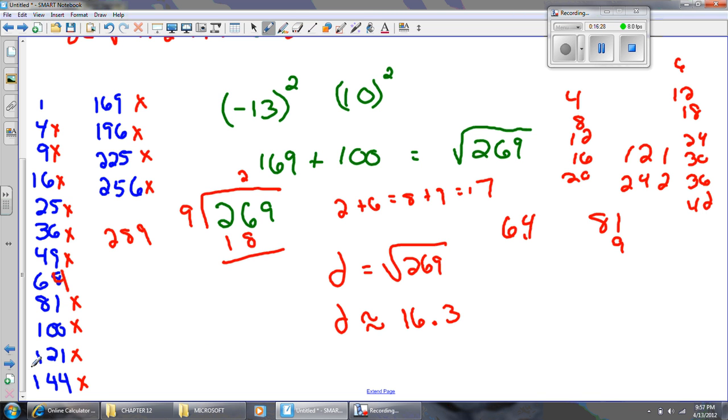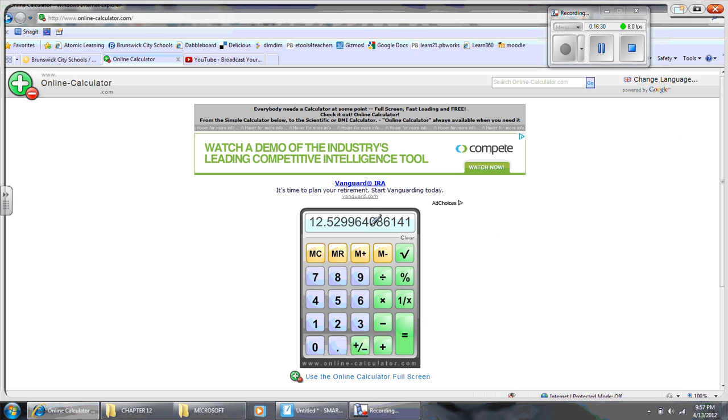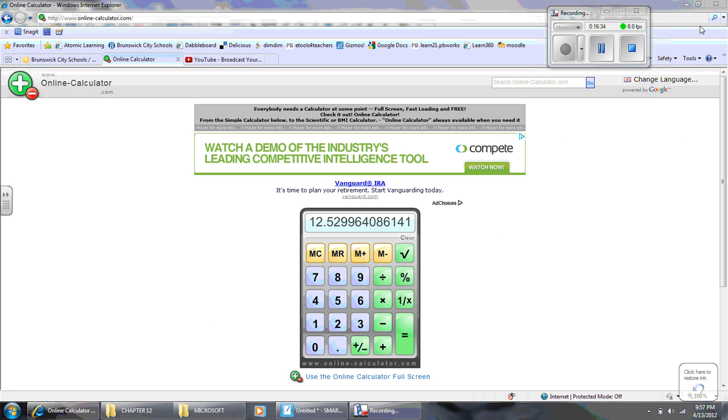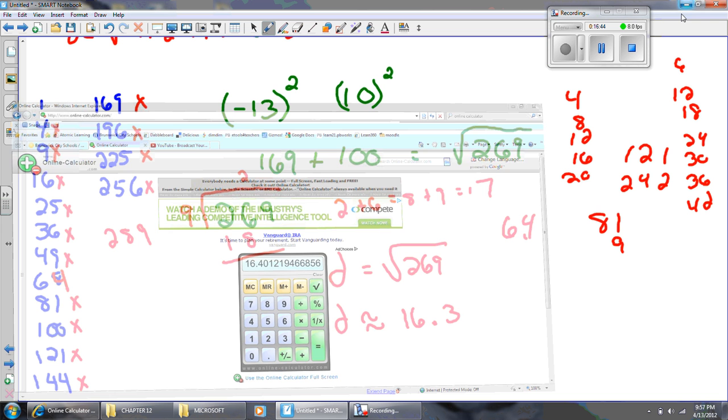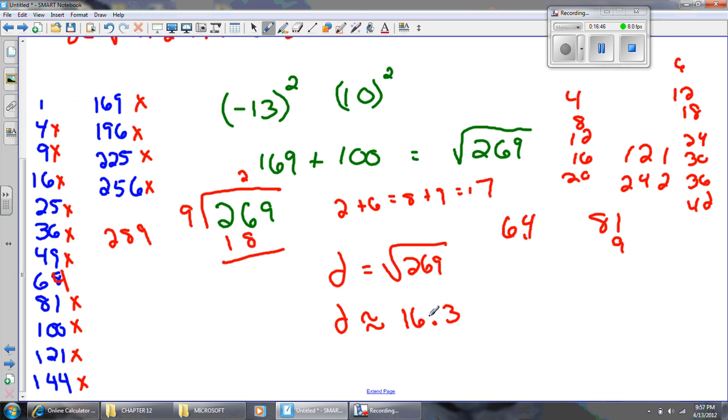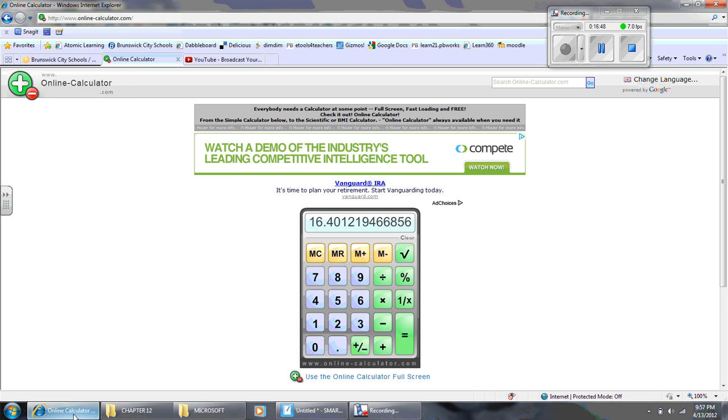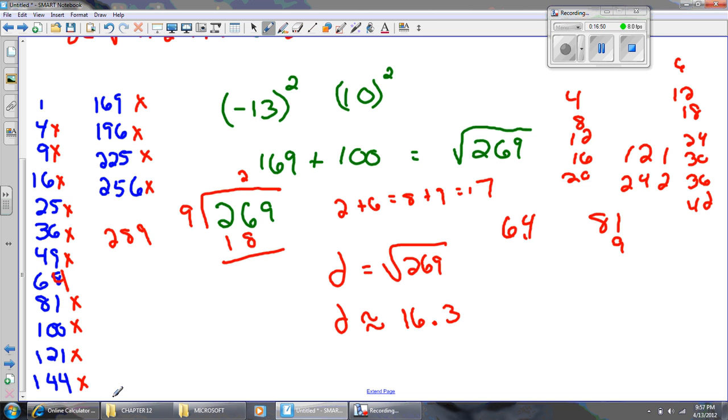Let's check it out. I've got to take 269. Oops, I'm in draw mode. Let me get out of draw mode. All right, so I'm going to clear this. I want 269. I'll take the square root. And 16.4. So my estimation was pretty decent. I came up with 16.3. I can use a calculator and get 16.40. Not a bad estimation.